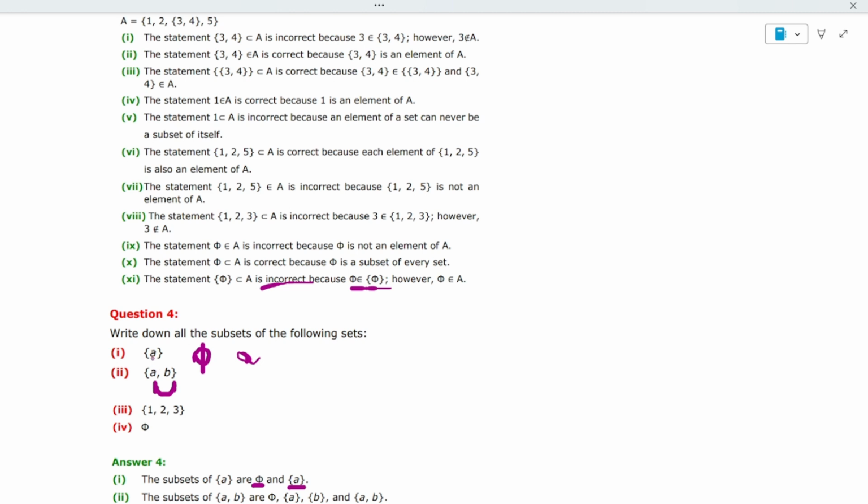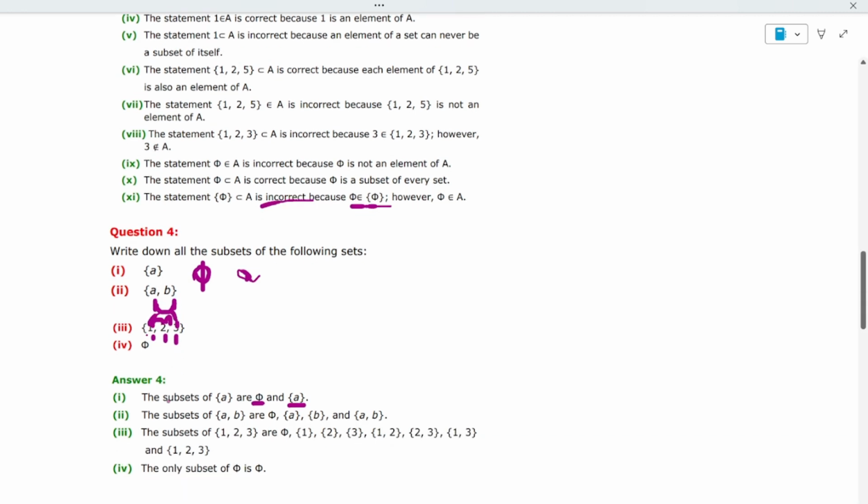It becomes 4 sets. Now let's you take 1, 2, 3. It will be null. 1 you take individually, 2 you take individually, 3 you take individually. Now you take 1, 2 combined, 2, 3 combined, 1, 3 combined. It will be the 3 possibilities. Then all 1, 2, 3 combined. And null set of subset is null only.